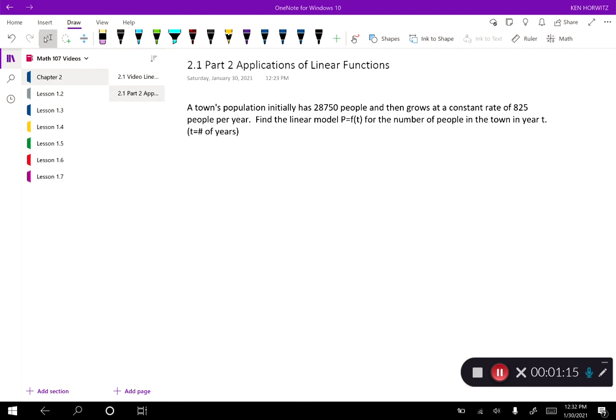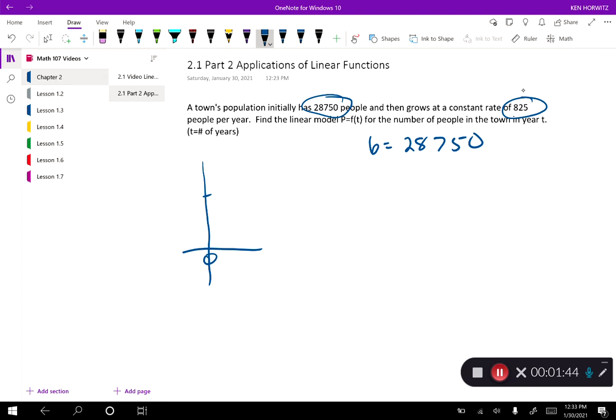So first we got to start by labeling certain things. Our town starts at 28,750 people. And if we were looking at a linear model, right, in year 0, we would be at 28,750. So I'm going to call that the y-intercept. Now, they say the town grows at a constant rate of 825. All right, if it grows at a rate of 825, that must be the rate of change. And as we noted, the rate of change is the slope.